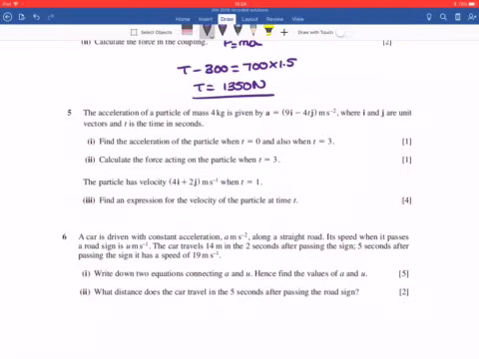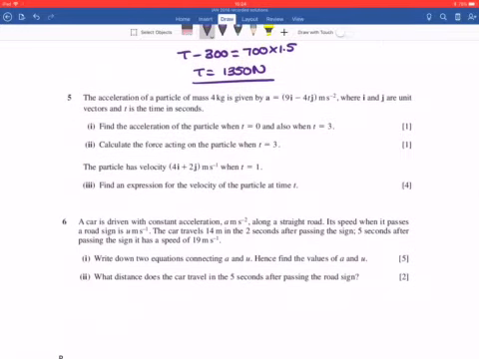Right, question 5. Acceleration of a particle of mass 4 kilograms is given by A equals 9i minus 4tj. Find the acceleration when t equals 0 and when t equals 3. So when t equals 0, A equals 9i, and when t equals 3, A equals 9i minus 12j. And that's really all they're asking for.